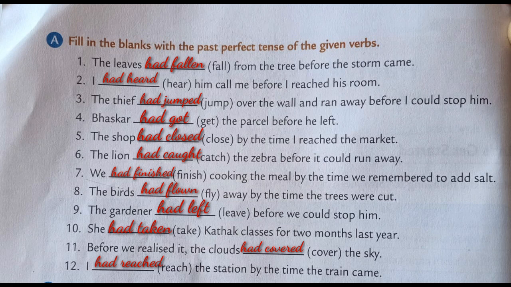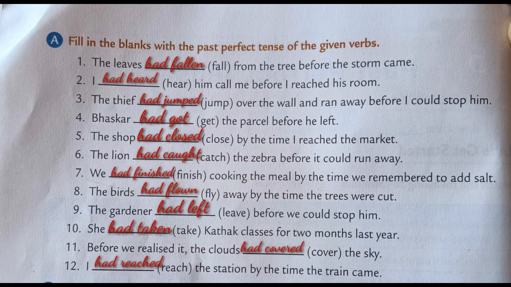Then second one, I had heard him call me before I reached his room. Here, the given verb is hear. Hear changed to past perfect tense had heard. Third one, the thief had jumped over the wall and ran away before I could stop him. The given verb is jump. The answer is had jumped. Fourth one, Bhaskar had got the parcel before he left. Here, the given verb is get. The answer is had got.